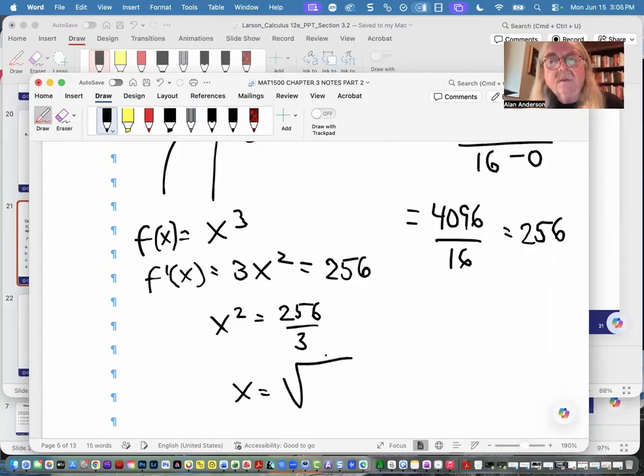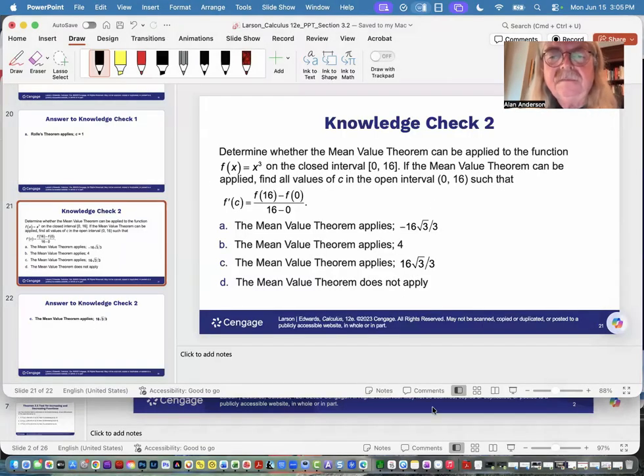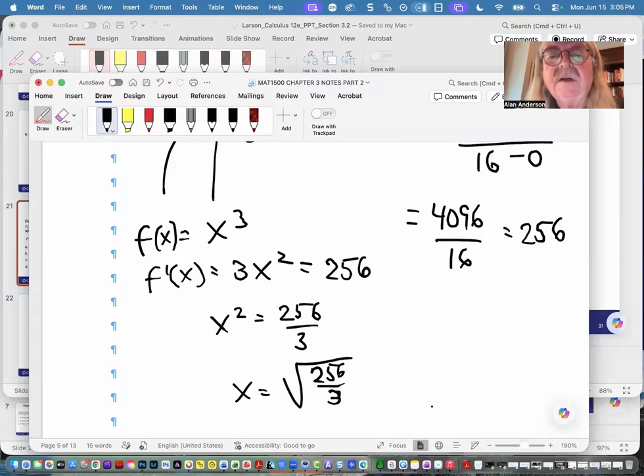Now, normally when you take a square root like that, there's two roots, plus and minus, but we're only considering the interval from 0 to 16. So we only have to take into account the square root of 256 over 3. Okay. Oh, okay. So I guess they've reduced it a little bit. What do you know? 256 is 16 squared, so that helps.